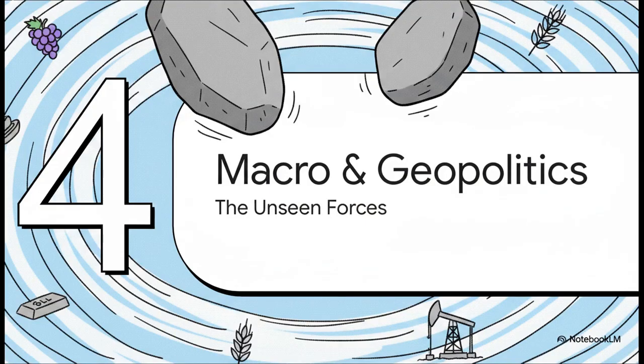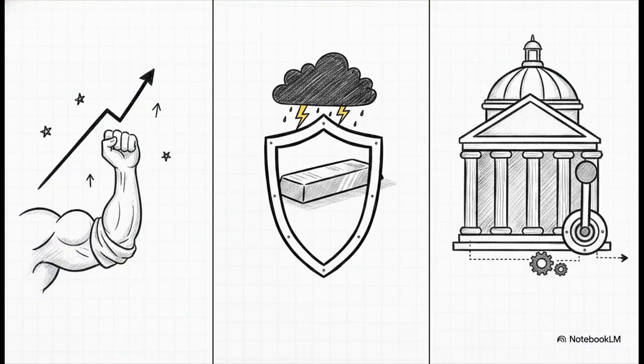Section 4, Macroeconomics and Geopolitics, Unseen Forces. I like to think of macroeconomic indicators as massive stones being dropped into the commodity pond, creating waves literally everywhere. If GDP is growing, industries are building, which means high demand for energy and metals. If inflation is rising, investors often panic and push their money into commodities, especially gold, as a safe haven hedge. And central bank interest rates? Well, low rates encourage borrowing, boosting industrial consumption, while high rates can strengthen the currency and suppress those commodity prices.